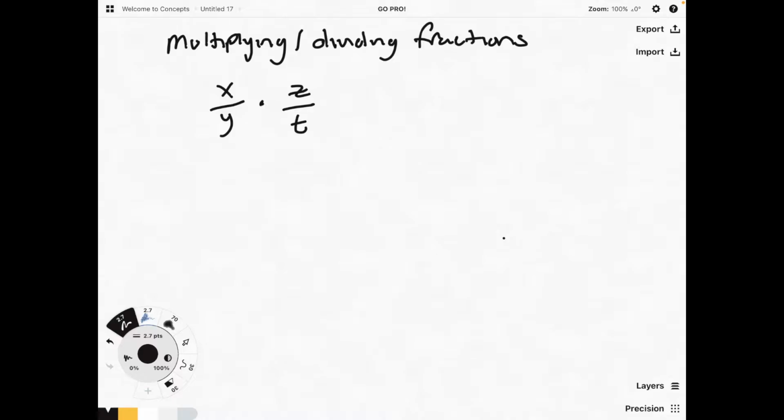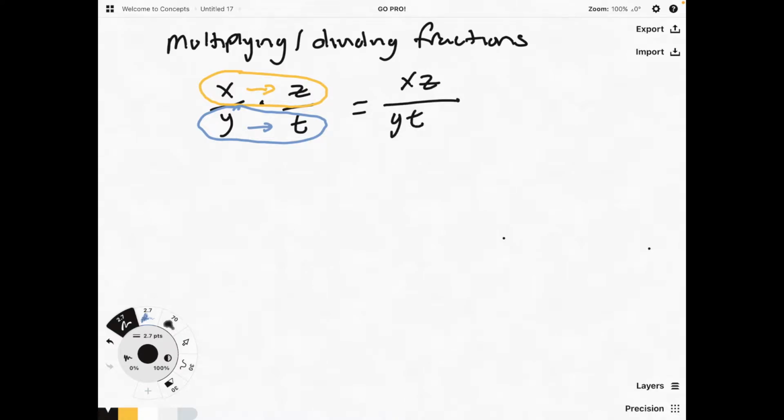You just take all the numbers in the numerator and multiply them together. So you take all of the numbers on the top and you multiply them together. Similarly, you're going to take all the numbers on the denominator and multiply them together. If we look at this, then we're going to get x times z, which gives us xz, and that's going to be divided by y times t, which is yt.